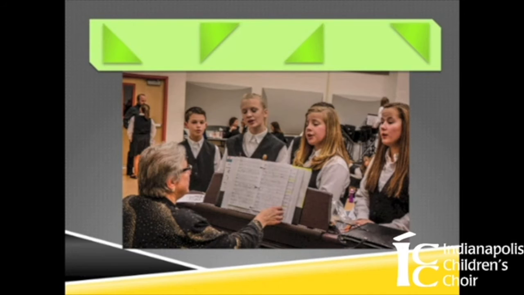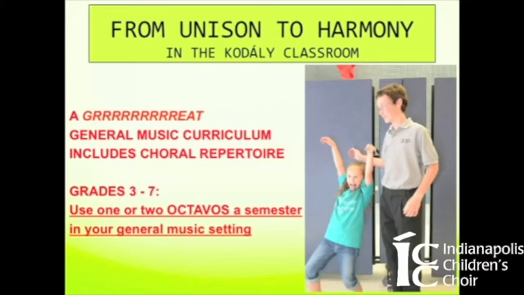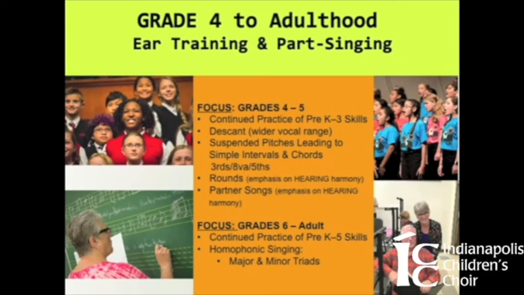Remember, a great general music curriculum will include choral repertoire, especially in general music classes in grades 3 through 7. I recommend you use at least 1 or 2 choral octavos a semester in your general music setting to introduce students to how to look at a choral score. Keep in mind that the Ruth Dwyer harmony and sequence order of learning how to sing parts is an idea and a concept that works for me. You may have to adjust it and figure out what works for you, but it's a great place to start.